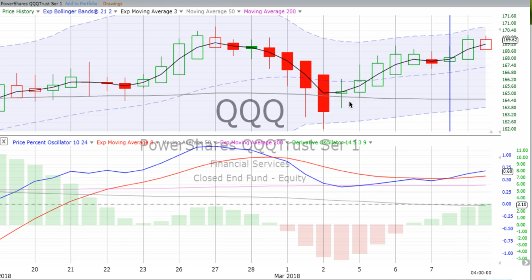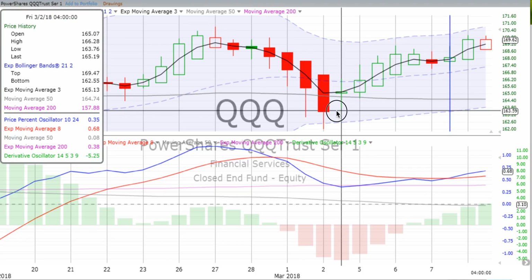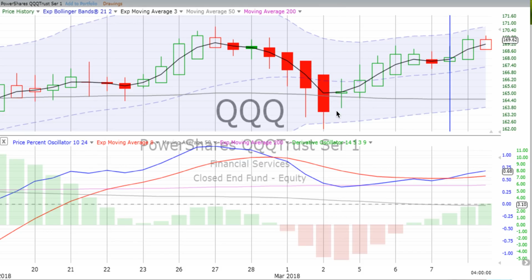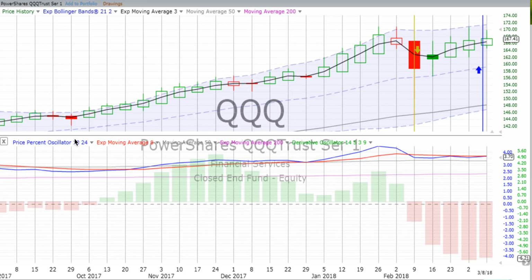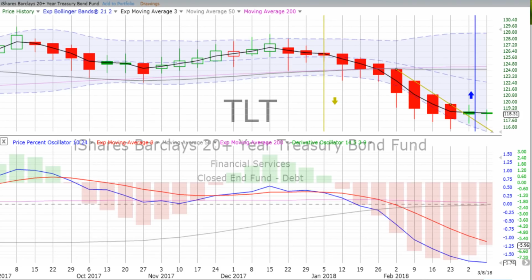We can see where things bounced off the 50-period moving average, actually, well, penetrated through it and then bounced back up above it, starting on the afternoon of Friday, the 2nd of March. So that's where we are as far as the Qs go. Going to go back to our weekly chart and we'll move on to TLT.